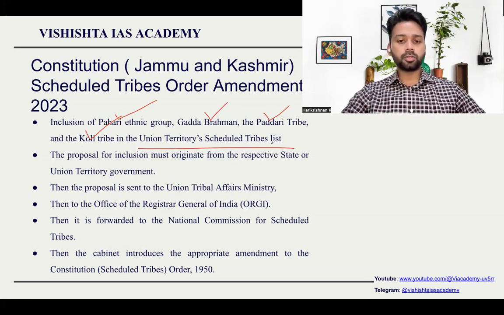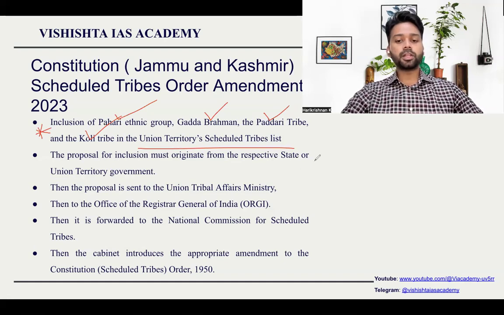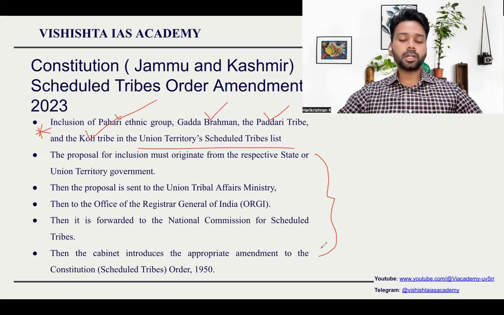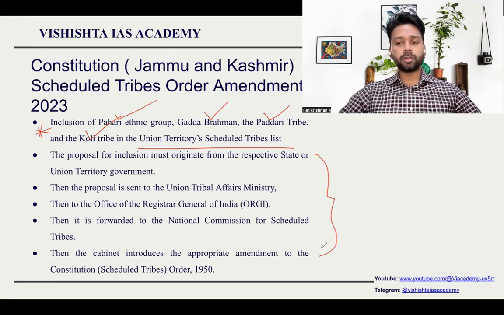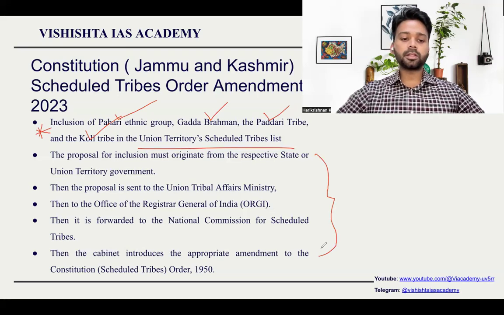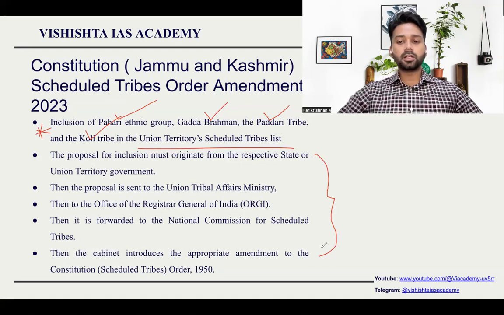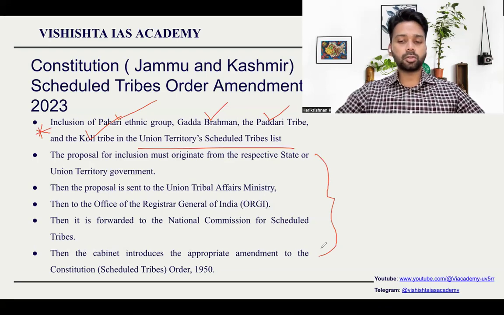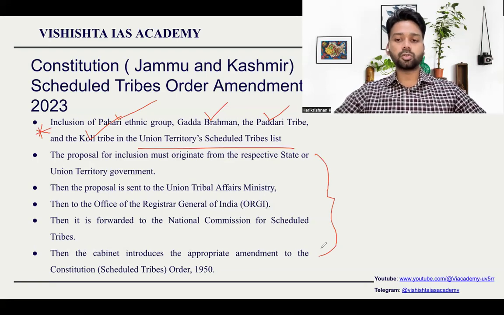So what is the procedure? This is a normal fact which is important for the prelims examination. Here, from this point, what we need to know is how the government includes certain tribes into the scheduled tribe list. The scheduled tribe list is provided by the union government. If a new tribe has to be included, what is the procedure that has to be followed?